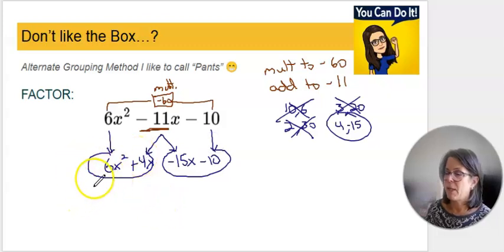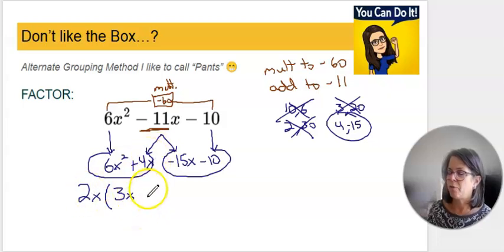So GCF here is 2x. 2x times what will get me back to 6x squared? I need a 3 to get the 6, and I need another x to get x squared. 2x times what will give me positive 4x? I need a positive 2, and I don't need another x. I already have one. GCF over here.